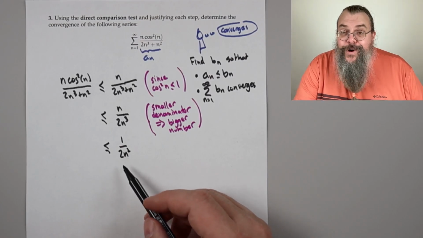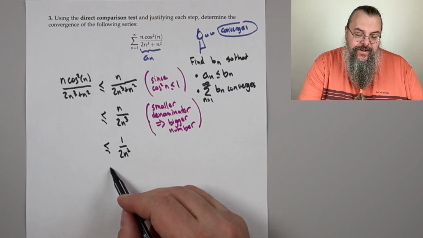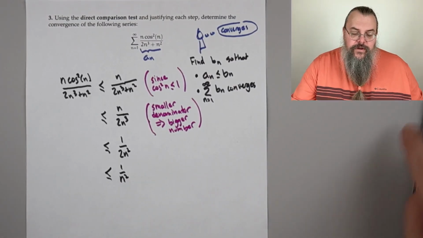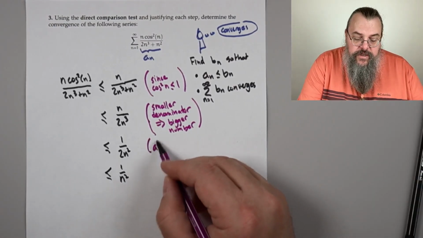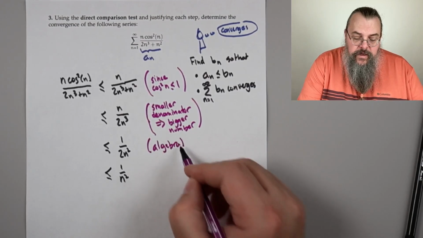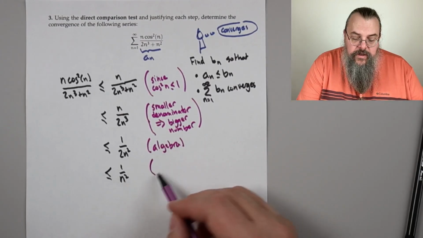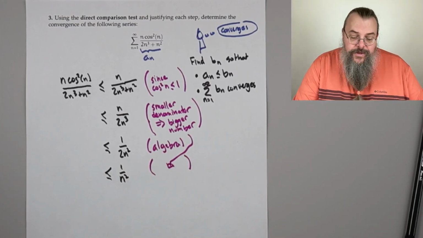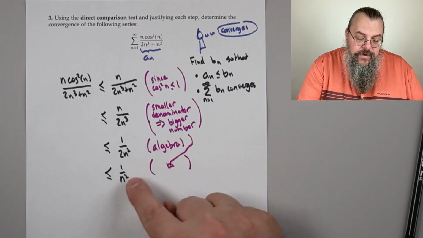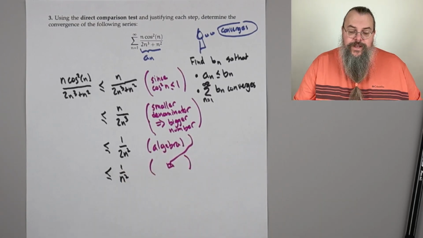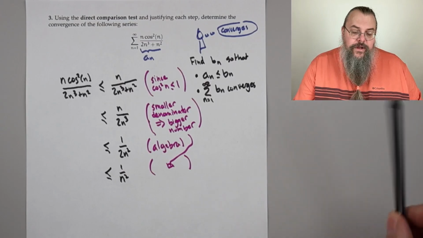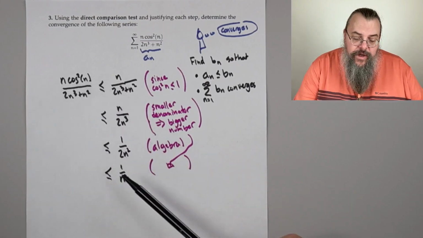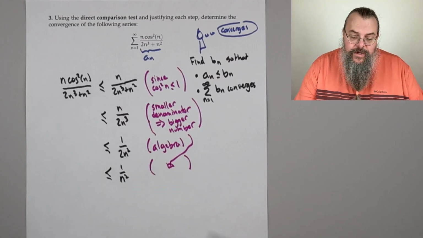Let's get rid of the 2. Why not? That's less than or equal to 1 over n squared. And so this step was algebra. And now this step is, again, same as before, right? Smaller denominator leads to bigger number. n squared is smaller than 2n squared. And so we say, cool. We now have that the original terms are bounded every single time by 1 over n squared.